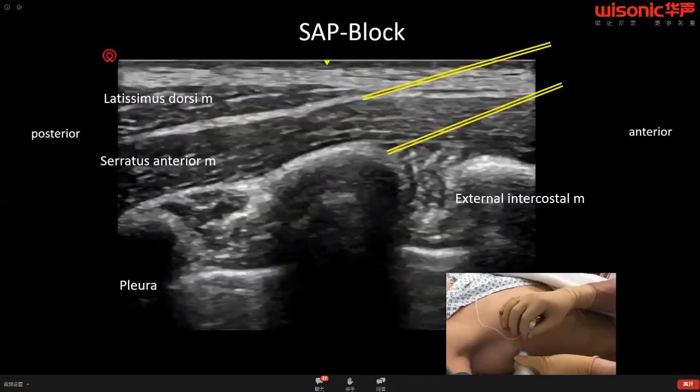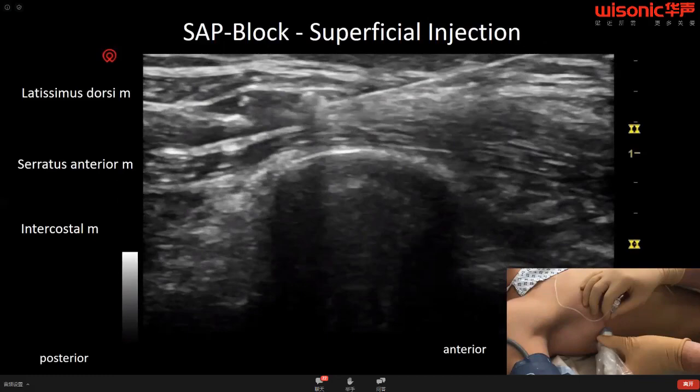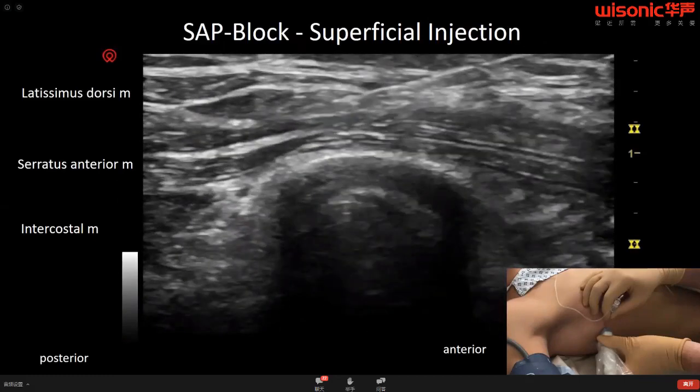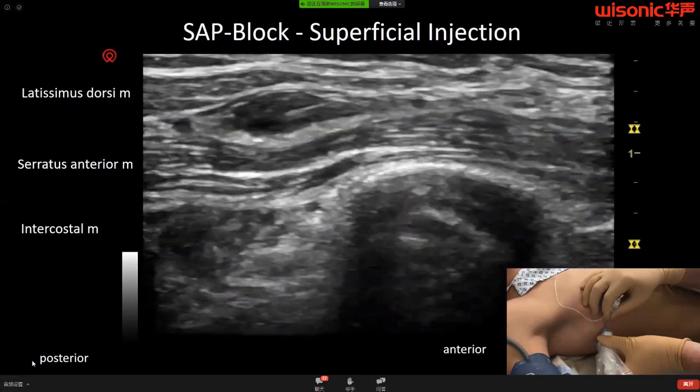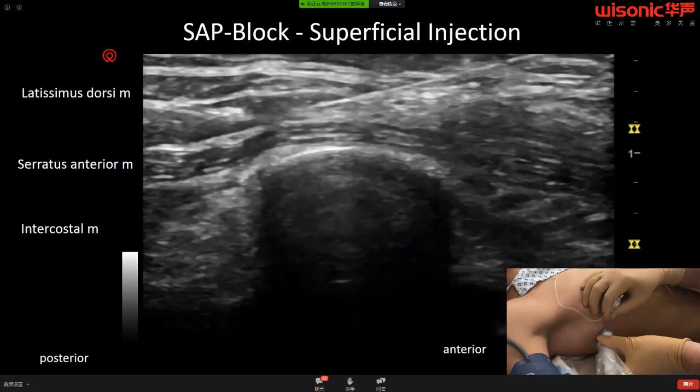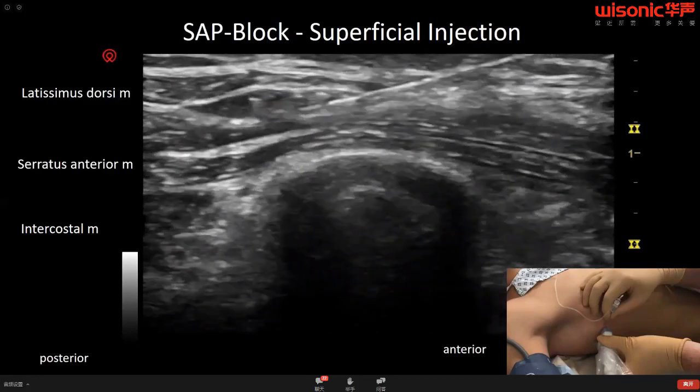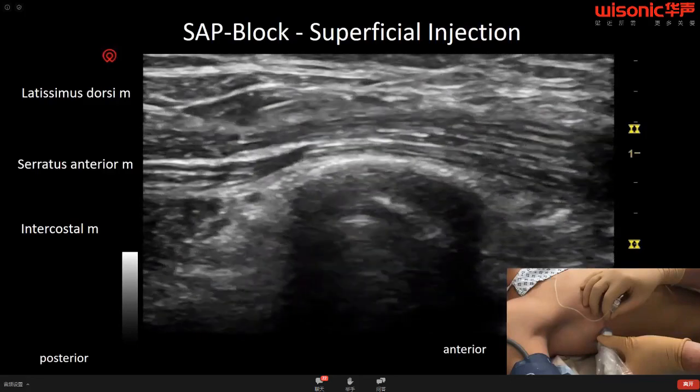Here you can see a scheme of how the block is done. You see the latissimus dorsi muscle, the serratus anterior muscle. You can identify the ribs. You see the pleura, and you see the position of the needle for the superficial block. Here, the needle is advanced for a superficial block. You see the latissimus dorsi is lifted up, and you can see on the left side the thoracodorsal artery.